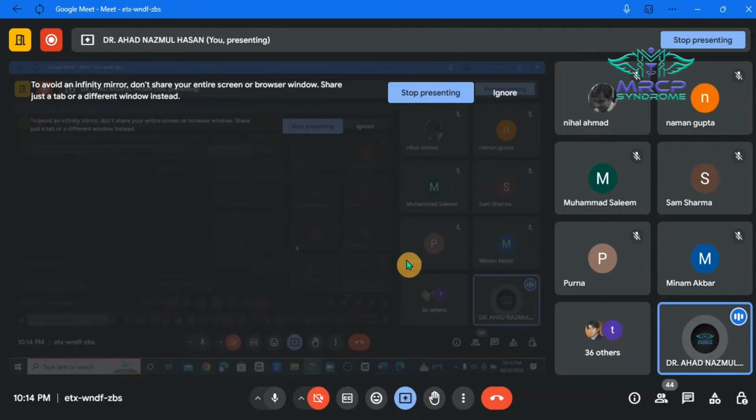And other than vascular, also in the case of tumors, both primary CNS tumors as well as metastatic tumors.